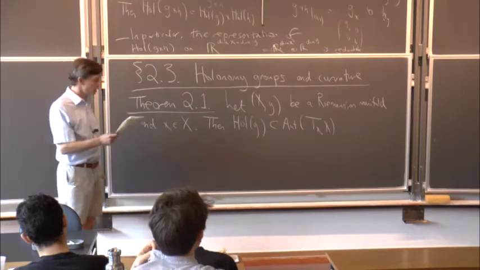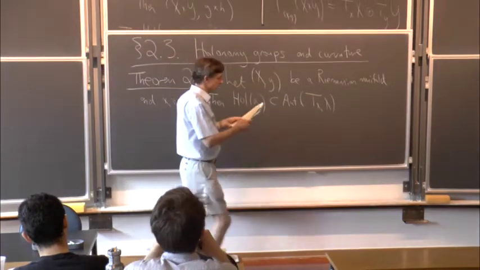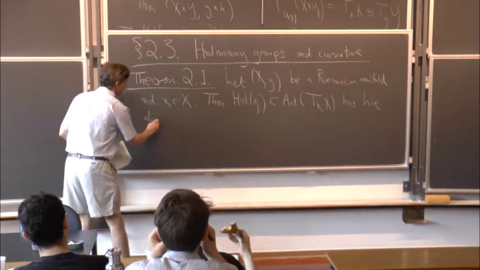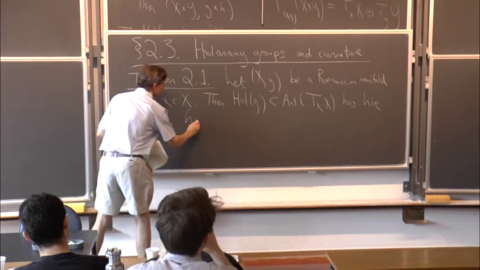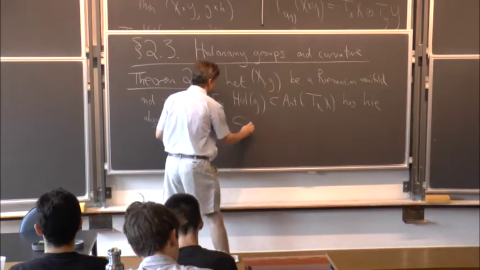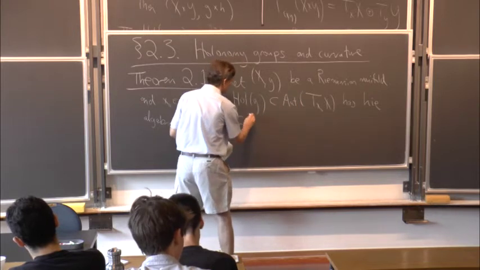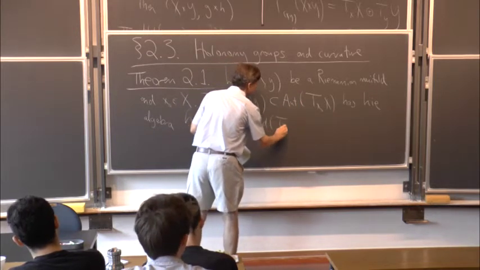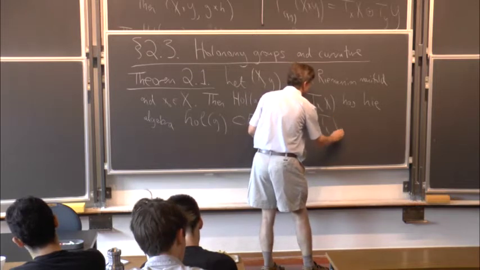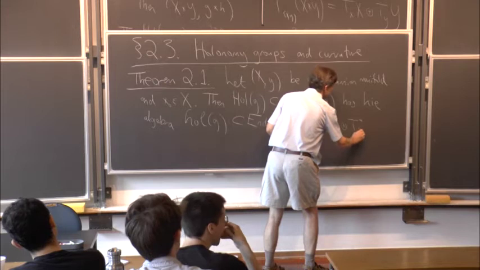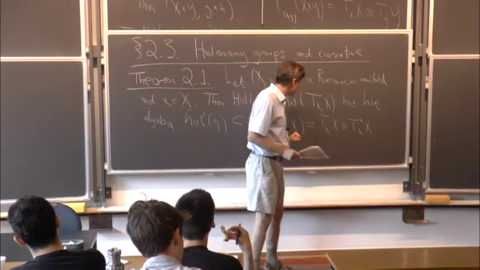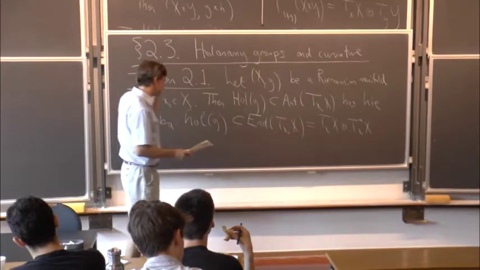This is a Lie group, a Lie subgroup, so it has a Lie algebra, which I'll write as curly Hol of g. And this is a vector subspace, in fact a Lie subalgebra of the Lie algebra of the group of automorphisms, which is just the endomorphisms of T_x0 of X. By this I just mean T_x0 of X tensored with T star x0 of X. But you can think about this as a Lie algebra or even an algebra because you can compose things there.